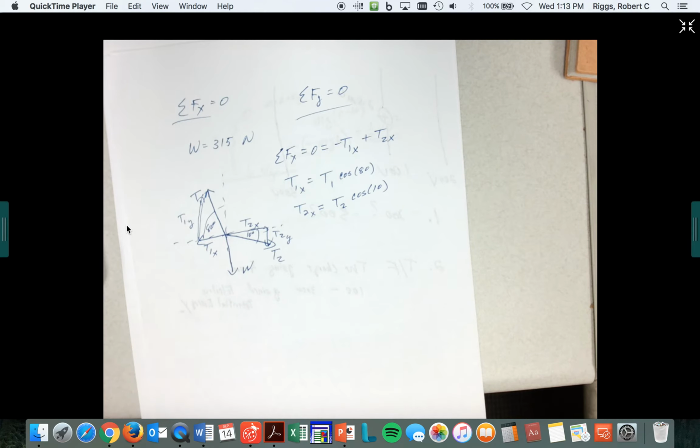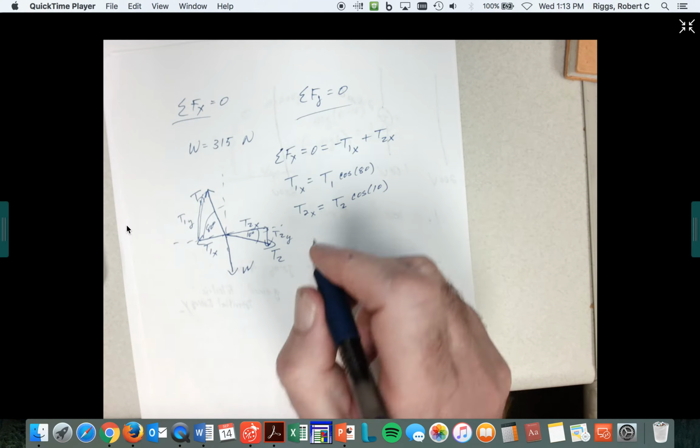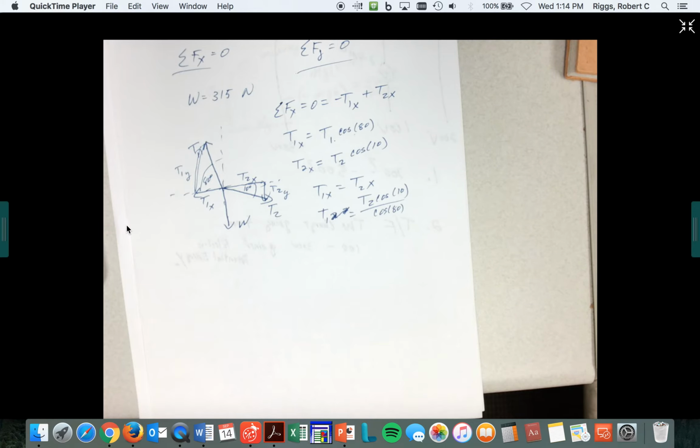So I can set these up: T1x is equal to T2x, so T1 is equal to T2 times the cosine of 10 divided by the cosine of 80. Right away, I know some of you go, where'd you get that? Well, T1x is T1 times the cosine of 80, and dividing both sides by the cosine of 80, you get that. Remember, back in 8th grade algebra, when you had two unknowns and two equations, you solved one for one unknown and substituted into the other.